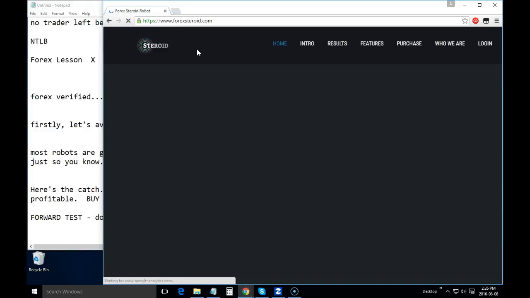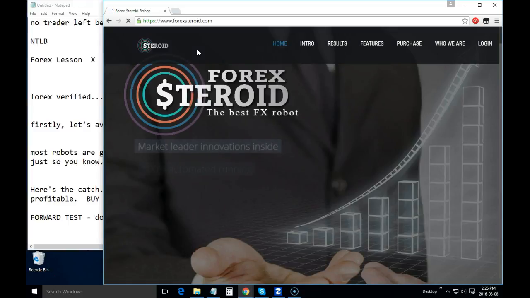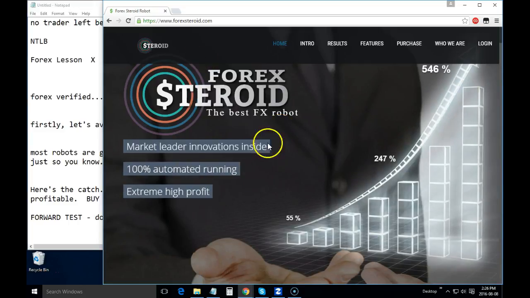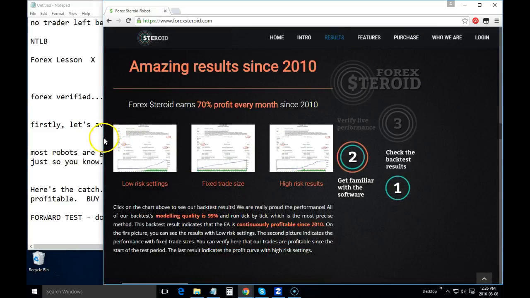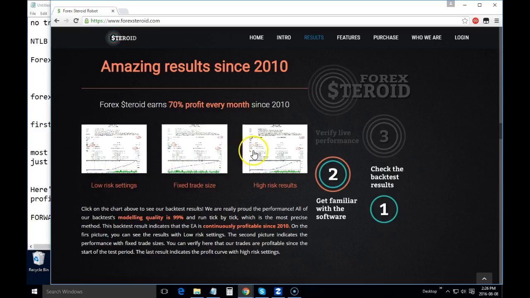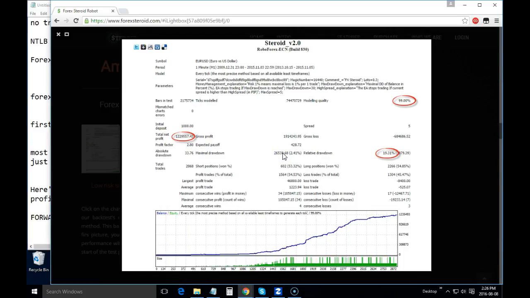Okay. Looks like we found an actual Forex Steroid site. The best FX robot, blah, blah, blah. 100% automated trading. Extreme high profit. Results. This is what I'm looking for. Oh. Okay, this is a weird site. There's 3 different settings. Low risk, fixed trade, and high risk. Well, just look at their high risk.